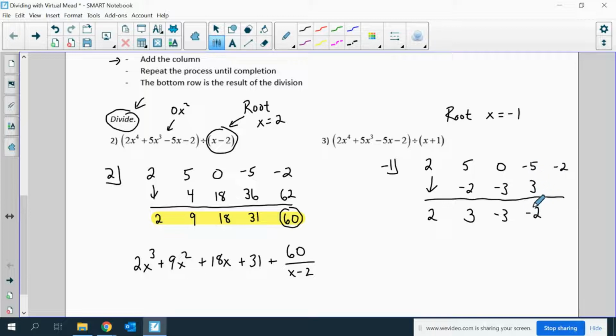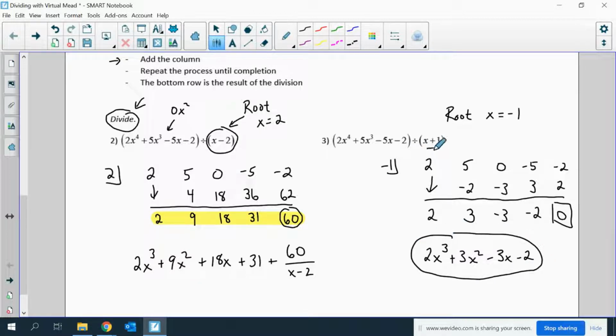Add, multiply. Add, and I get 0. So in this case, my remainder was 0. So when I divided, I end up with something that doesn't have a remainder.